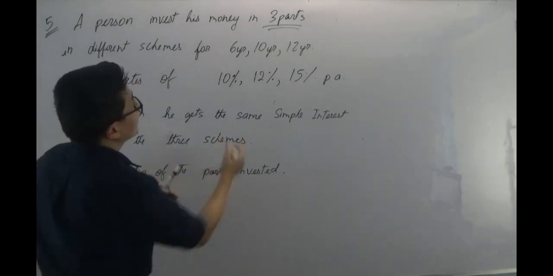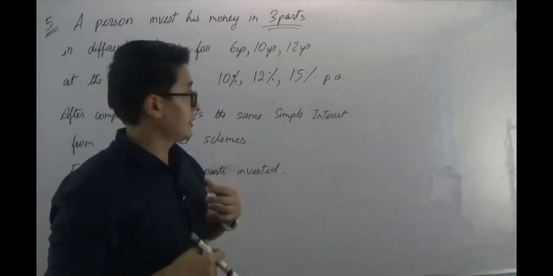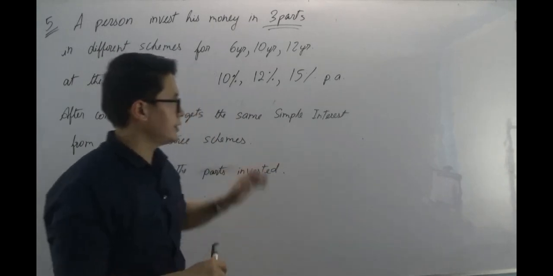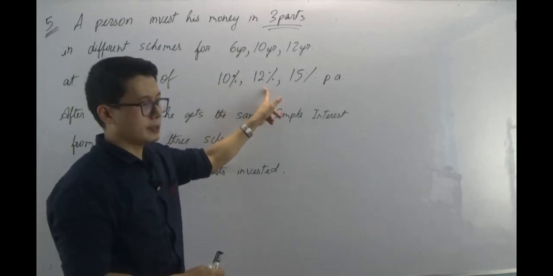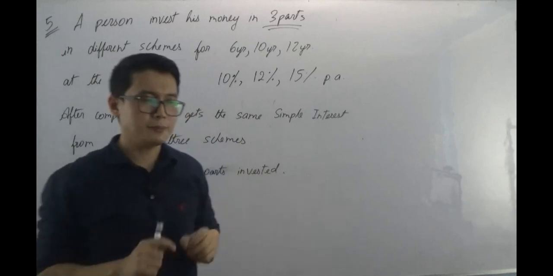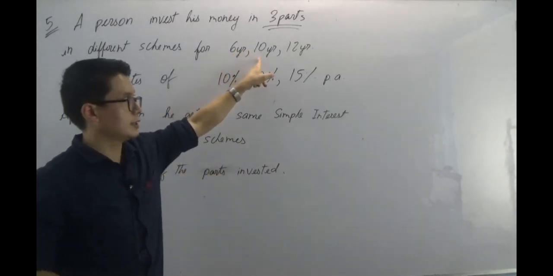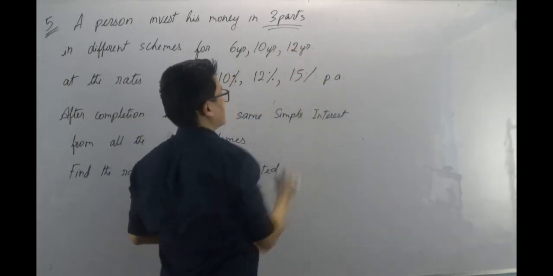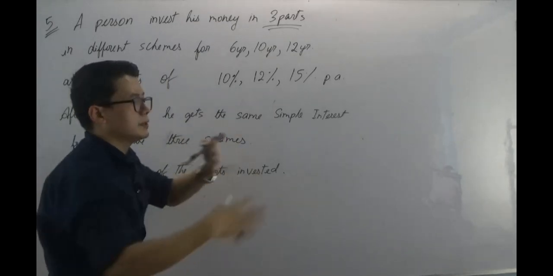3 parts. So the money may be 15,000 or 30,000, whatever be the amount he invests in 3 schemes. The first scheme gives 10%, the second scheme gives 12%, the third scheme gives 15% per annum, and the investment is for 6 years, 10 years and 12 years. So this is 12 years for the last scheme.